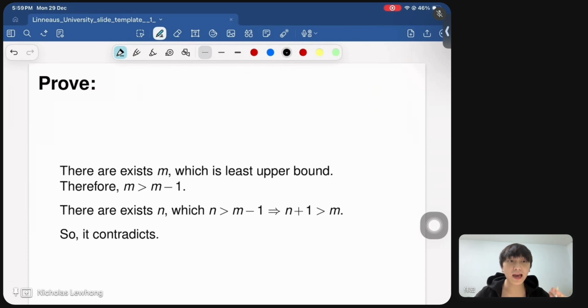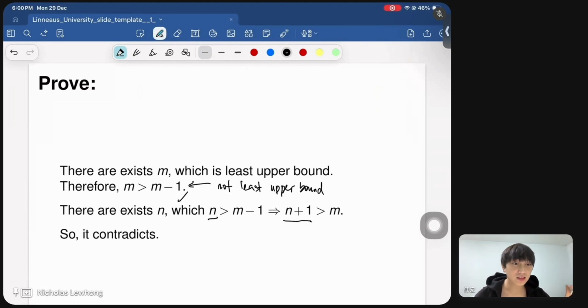And therefore, we know that M is a positive integer, so M must be larger than M minus 1. This is true. And we know that M minus 1 is not a least upper bound, because M is already the least upper bound, so M minus 1 is not. And if M minus 1 is not an upper bound, there will be an integer larger than M minus 1. So N will be larger than M minus 1. We move the minus 1 to the front, so N plus 1 is larger than M.